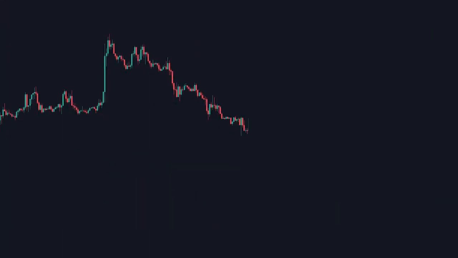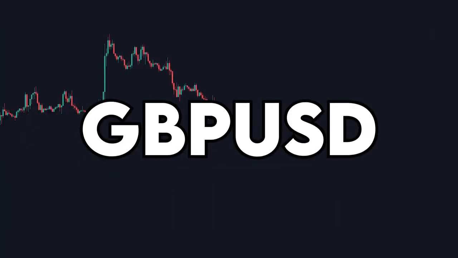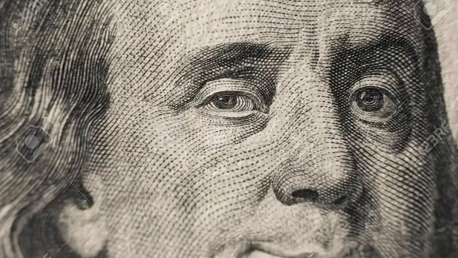So here's a live risk entry that I took the other day on GBP USD. So we are trading Forex.